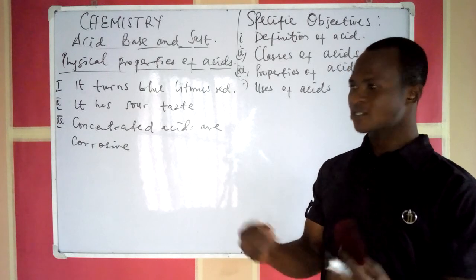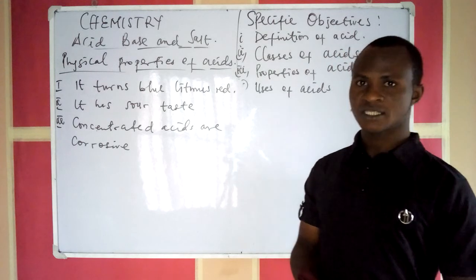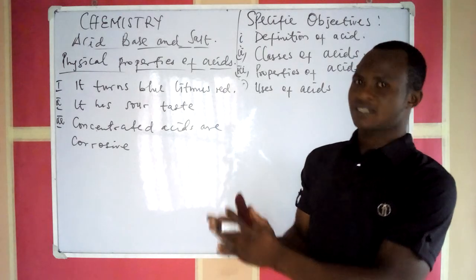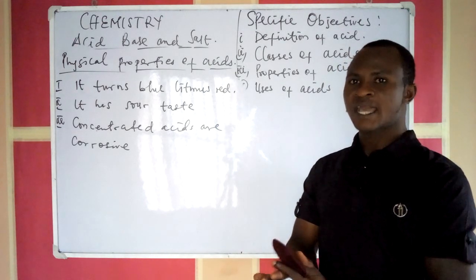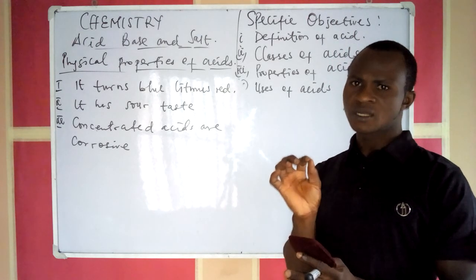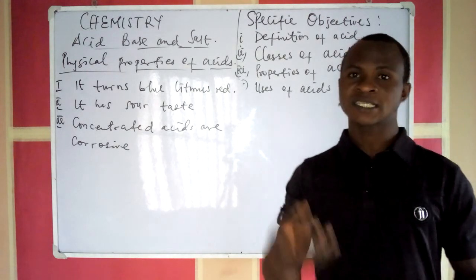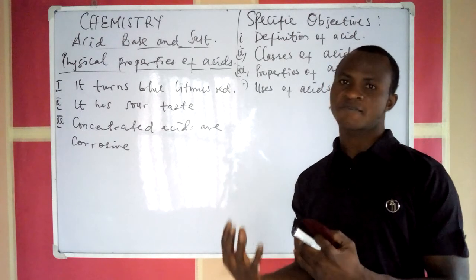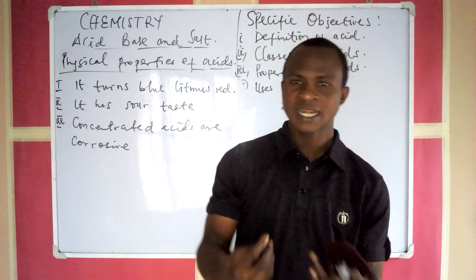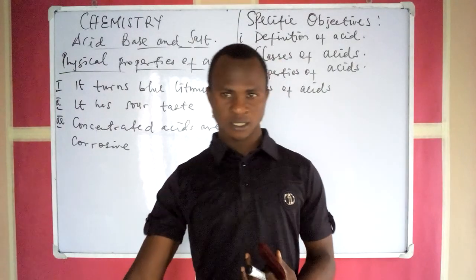Such acid, you don't touch it because it can affect your skin. It can cause skin burn. They are different from raw acids. They are just concentrated acids. They contain a small amount of water relative to the amount of the acid. Now, we have dilute acids. Dilute acids are the opposite of concentrated acids. Dilute acids are acids that contain larger volume of water relative to the volume of acid dissolved in the water.